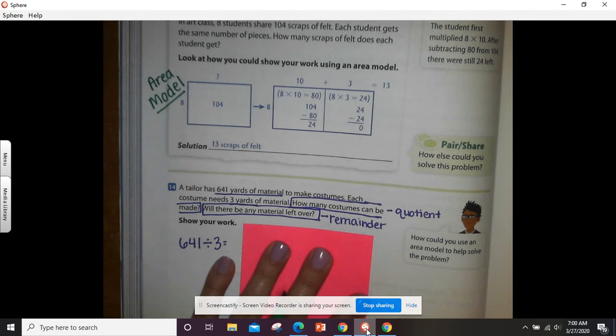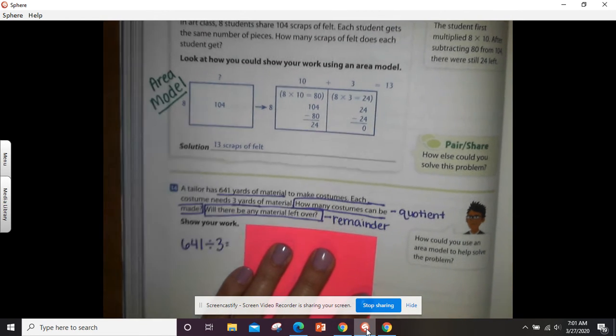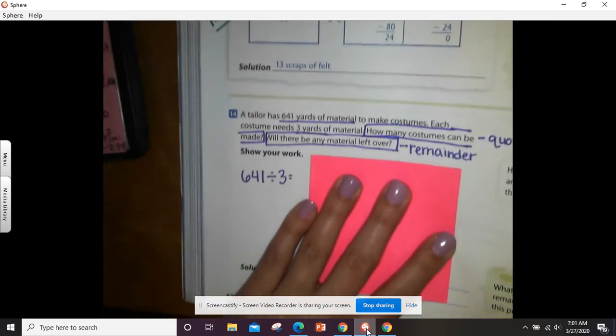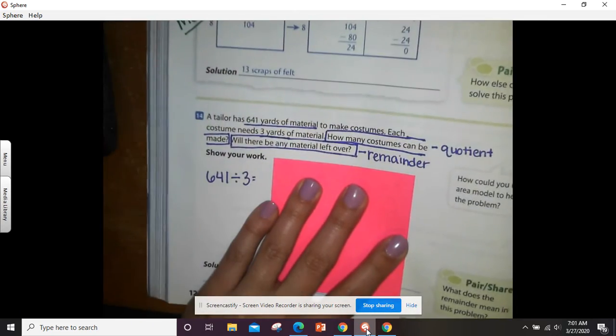So I've gone ahead and I've annotated my problem and created my equation. I know that I'm going to be dividing 641 by 3 to represent the yards of material I have and how many I'll need for each costume. I have 2 different questions here. The first one asks me how many I can make, and that's going to be my quotient, which is the answer to a division problem. And it also asks me, will there be any material left over? And I know leftovers in division are my remainders. So let's go ahead and get started.